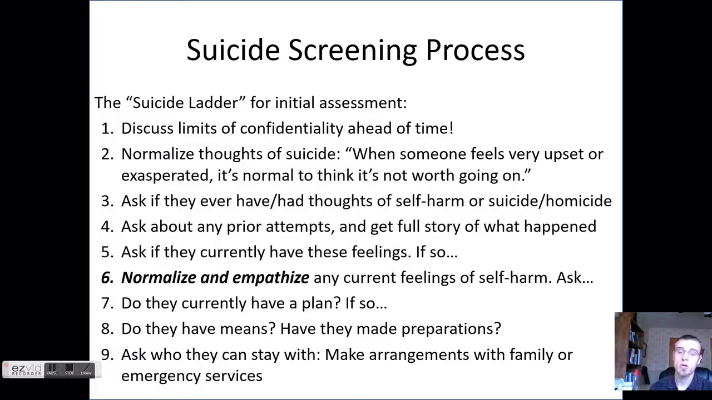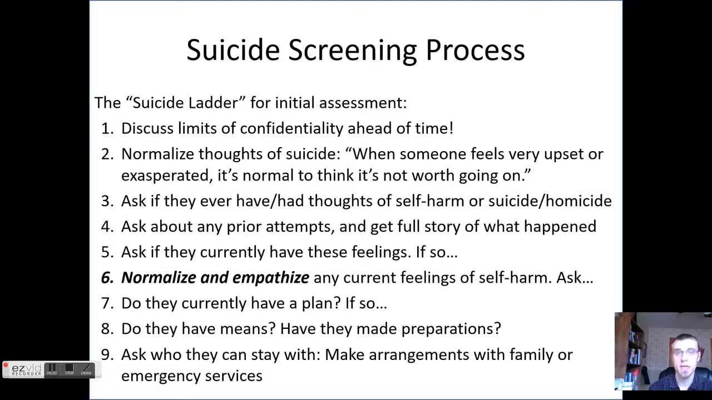Ask them then if they have any current feelings of wanting to hurt themselves or in their life, and if so, it's really important to stop and slow down at this point, because if they're sharing this information with you, that's a pretty good sign that they want somebody to share this information with. And sharing this information is one of the best ways to help them feel better.